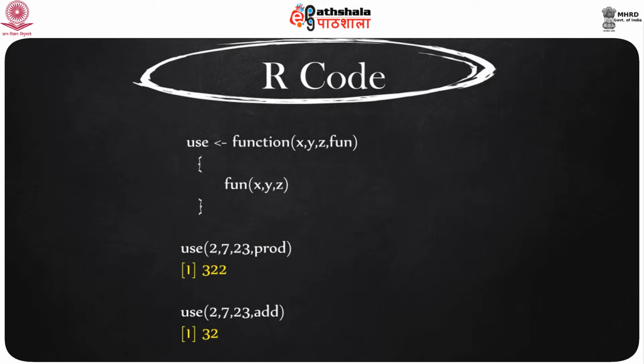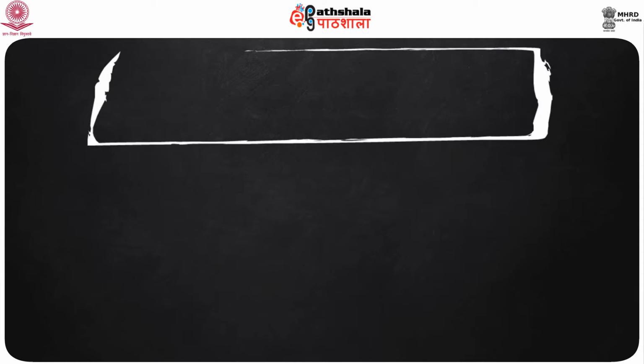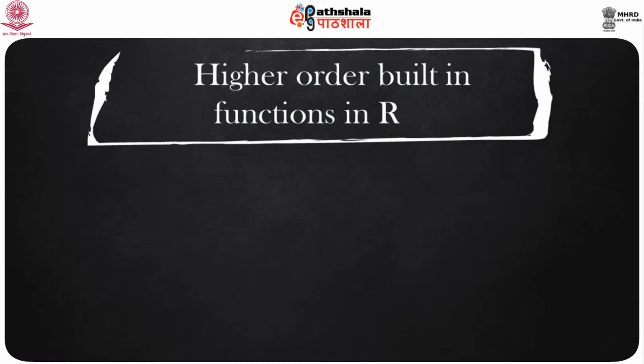So, if we write the function use, then the function prod as argument along with other arguments like 2, 7, 23, it can be any number, then the output will be the product of the three numbers we had given, 2, 7, 23, and it would be 322 as expected. Similar thing will hold if we use add as a function that can be used as an argument. Now, as we had started saying, there are a number of higher order built-in functions in R.